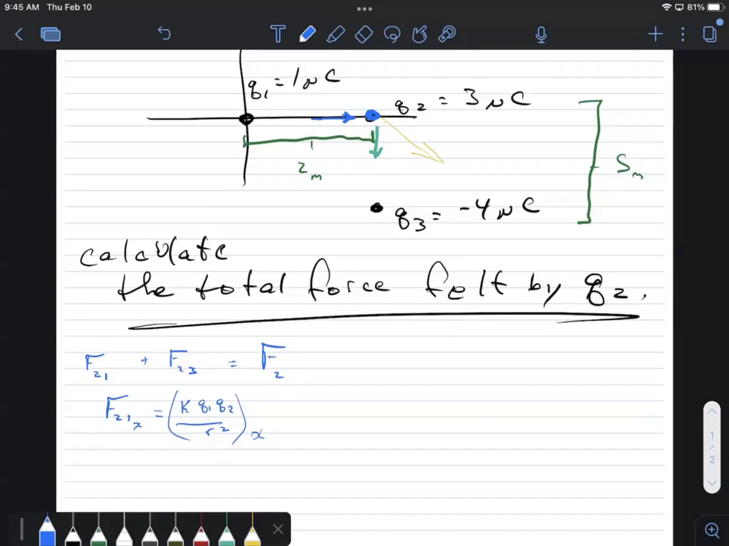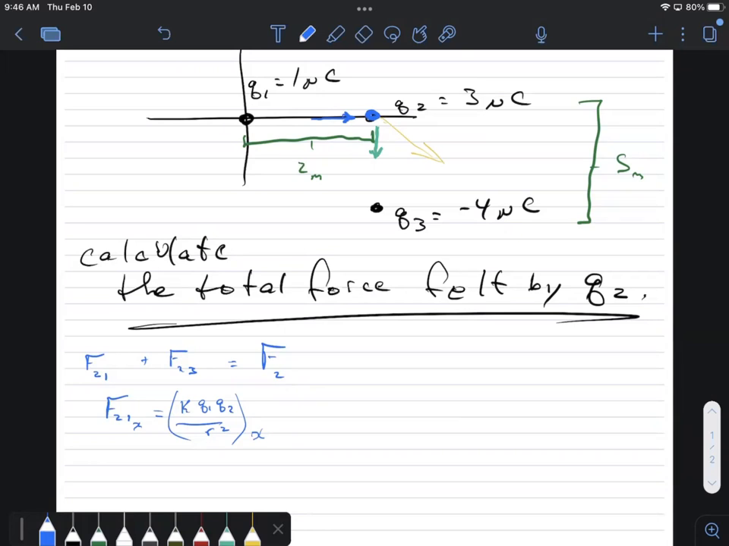So generally speaking, I may have a problem which deals with angles. In this case, of course, I can see Q1 and Q2 are perfectly in line horizontally. So the total force is going to be an X component, and the Y component will be 0. You can look at the picture and see that.